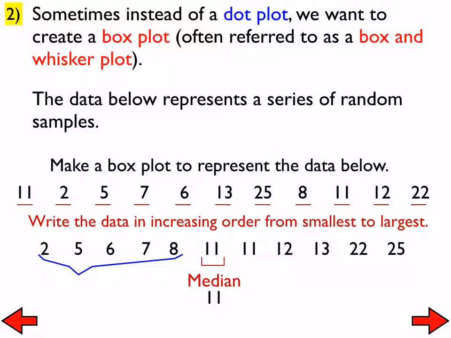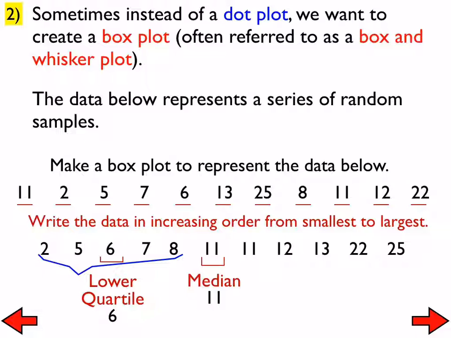So all those numbers I highlighted in blue there, those are all the numbers that are below the median. So we have to find the median of those numbers. This is what we call the lower quartile. What's the median of all of those numbers below the median? Tell me, please. 6. It's 6. Okay? That's called the lower quartile. That's the median below the median.